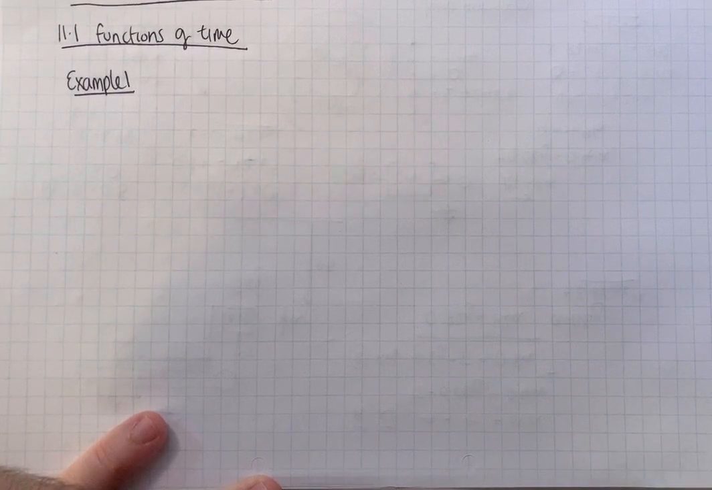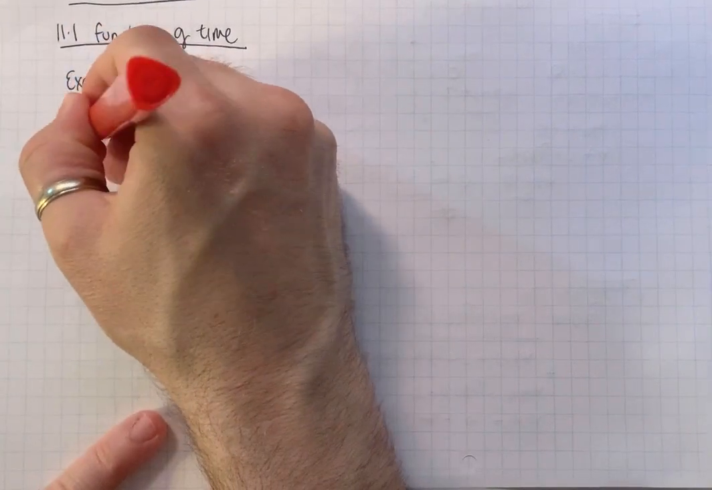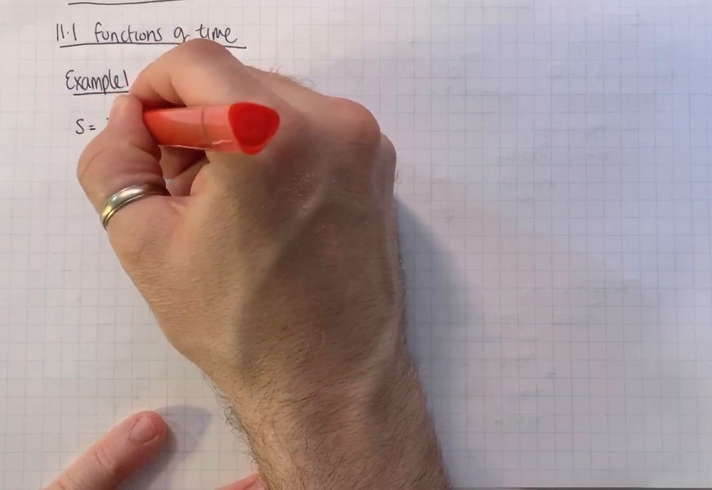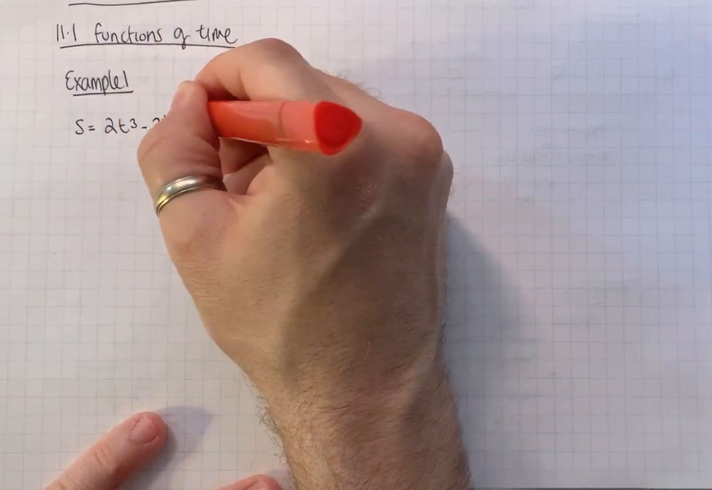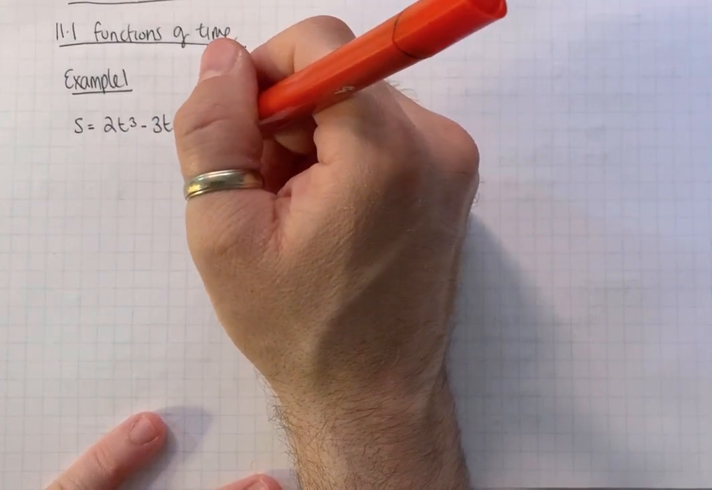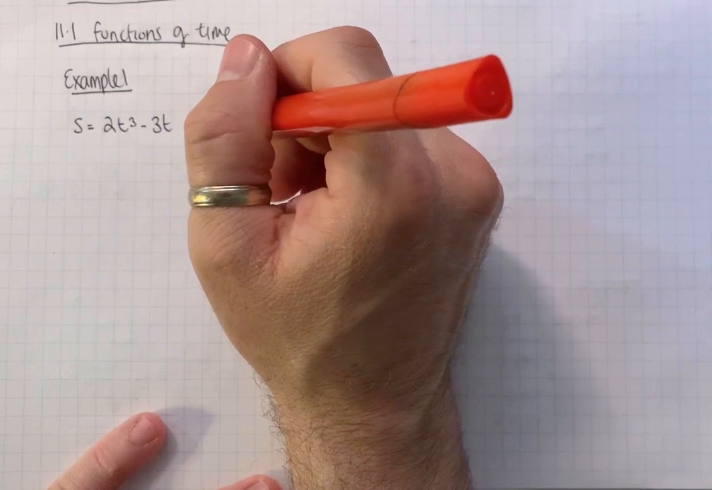So example 1 says a body moves in a straight line such that its displacement s meters from a point O at a time t seconds is given by s equals 2t cubed minus 3t, where t is greater than 0. In almost all these examples we're assuming that t is always going to be equal or greater than 0 because t cannot be negative.